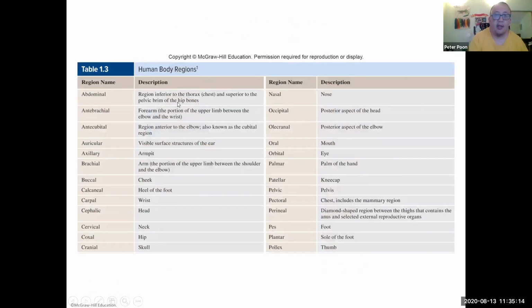Because again, the terminology matters. Remember arm and forearm: brachial region, antebrachial. Carpal, palmar, and then phalanges. So make sure you learn these. These are perfect for flashcards.